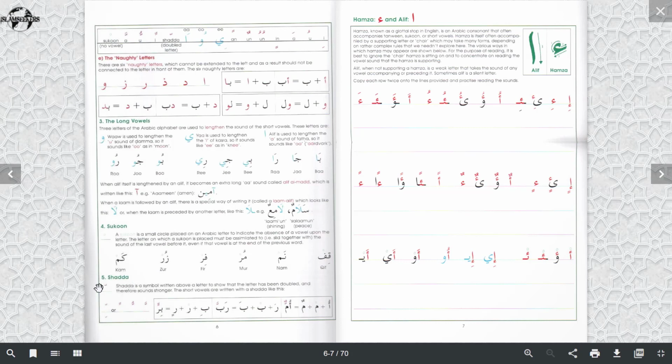Number 5. Shadda. Shadda is a symbol written above a letter to show that the letter has been doubled and therefore sounds stronger. Note how the short vowels are written when accompanied by a shadda. Listen to the words in the boxes at the bottom of page 6 to hear how the shadda intensifies a letter sound.